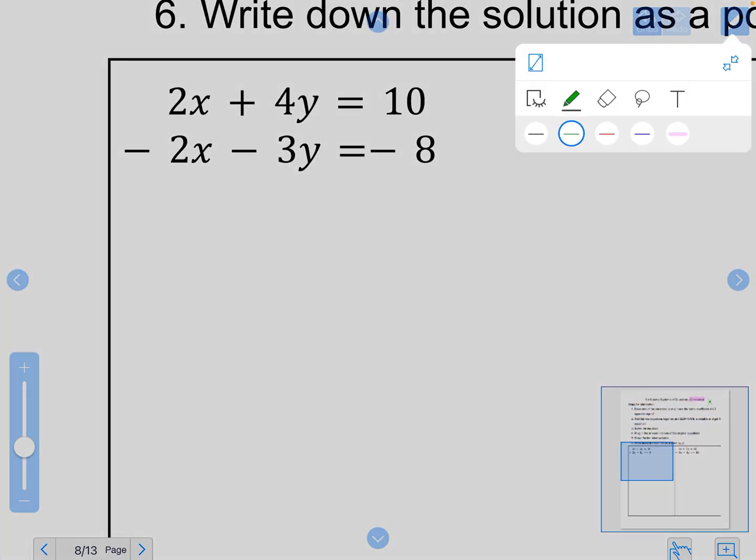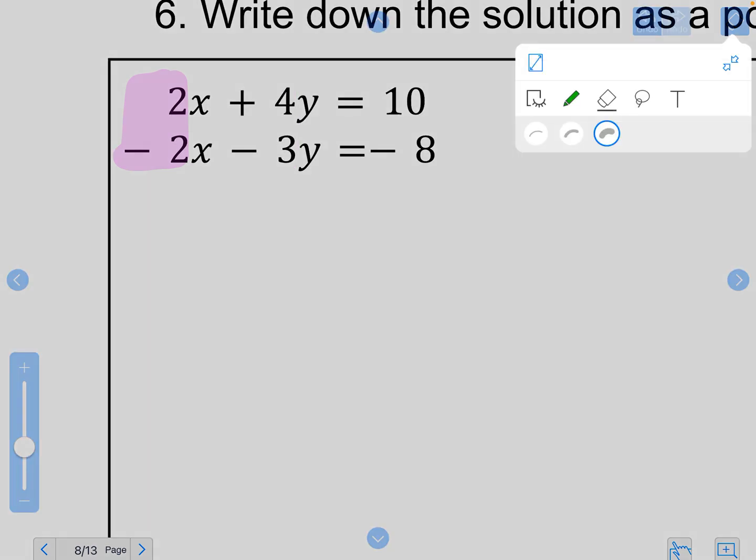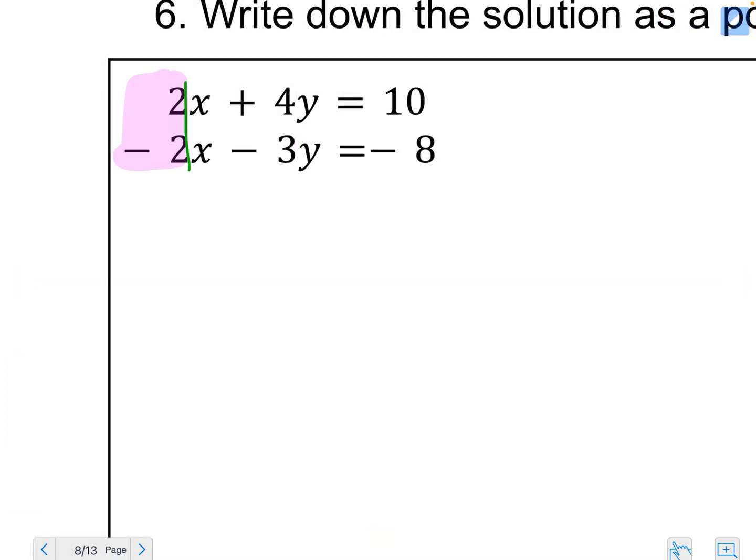So when we use elimination, we're looking at our coefficients, or our numbers in front of x and y. And we're looking for either x or y to have the same number, and for one of those numbers to be negative. So if we look at these two, we notice that our x's both have 2. One is positive and one is negative. So this is a really good problem to use elimination for.